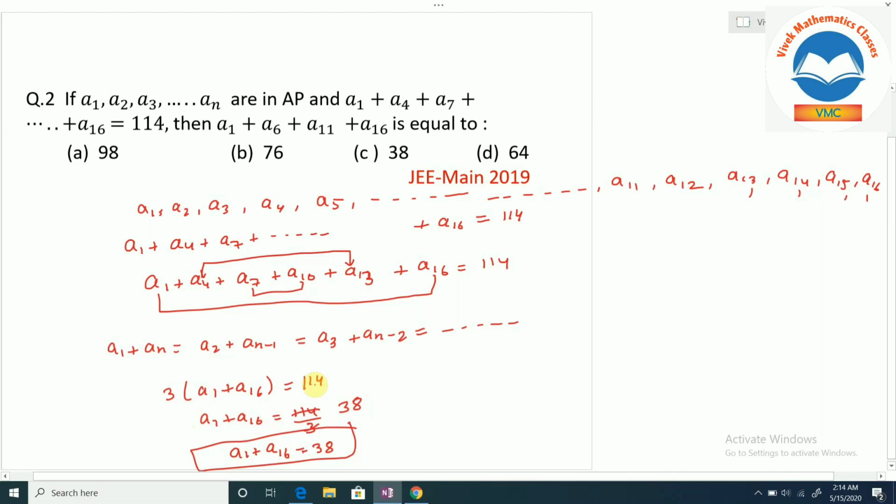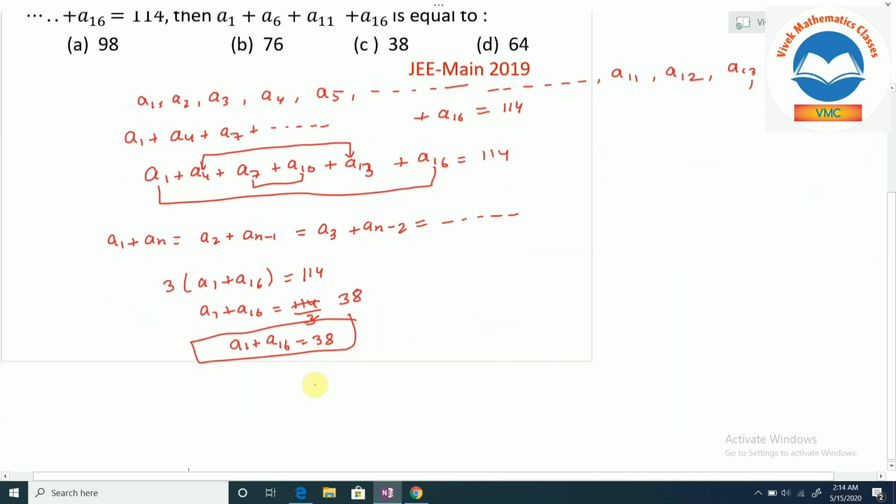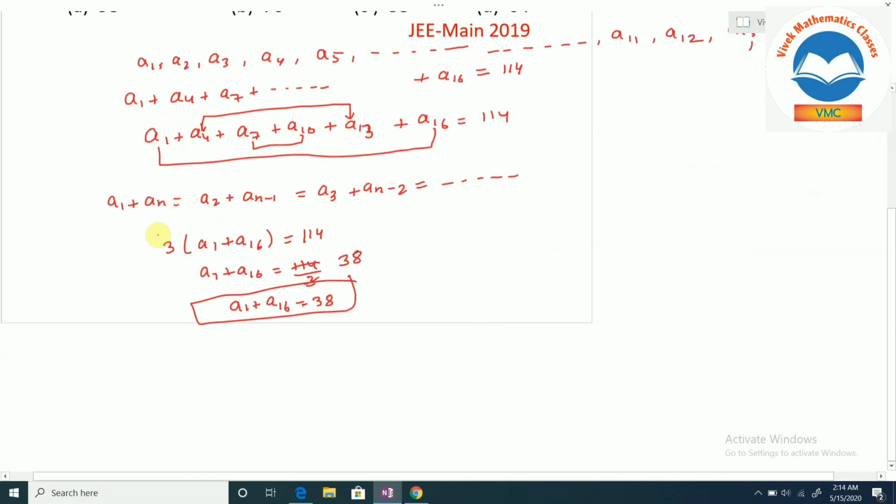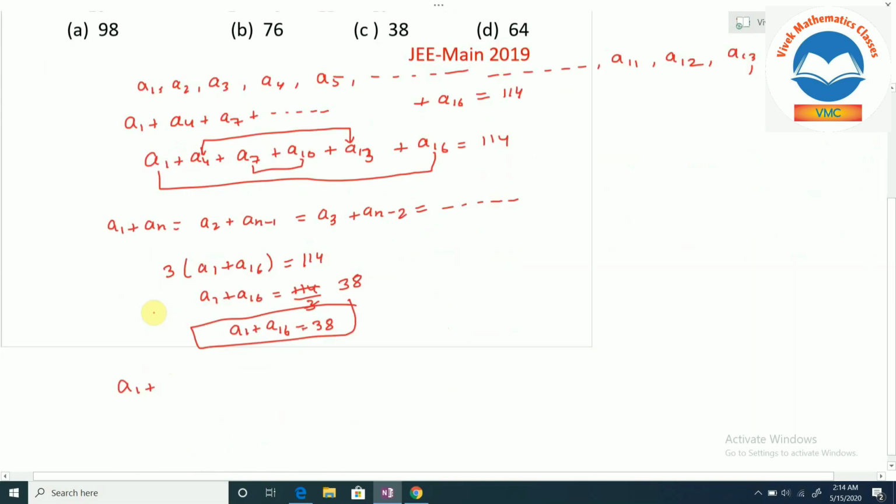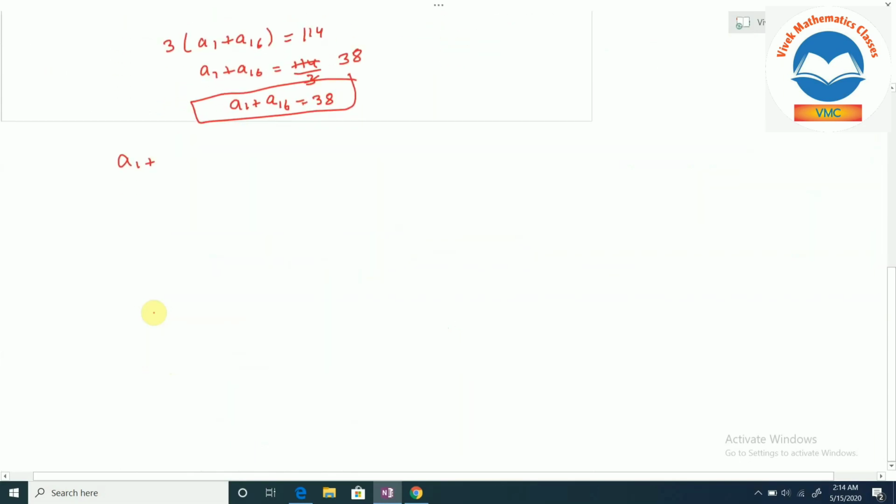Next, what they have given: they are asking A1 plus A6 plus A11 plus A16. This value they are asking.